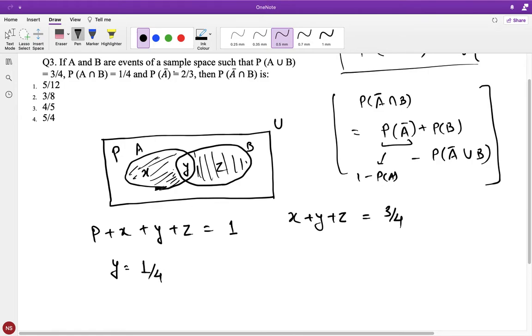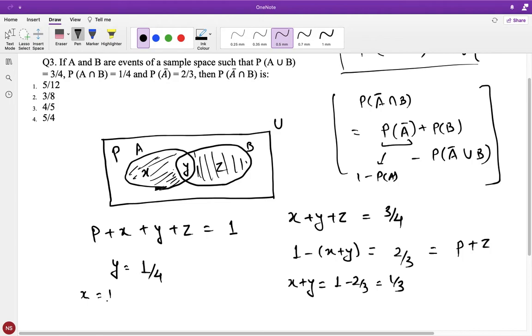And P of not A, which is not A. So A is X plus Y, right? So what is the area which is not A? 1 minus X plus Y, or you could have just said P plus Z. 1 minus X plus Y is equal to 2 by 3, which is also equal to P plus Z, because this is equal to 1. Now, what will be X plus Y? 1 minus 2 by 3, which is 1 by 3. Oh, Y is given, so X is what? 1 by 3 minus 1 by 4.